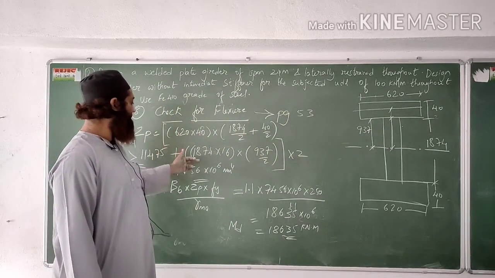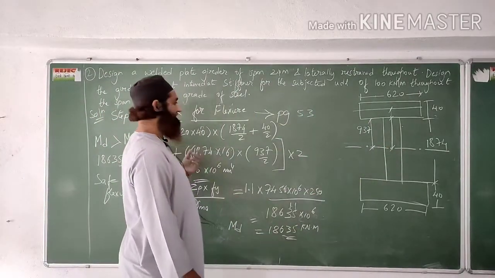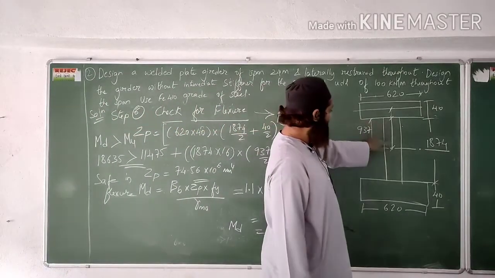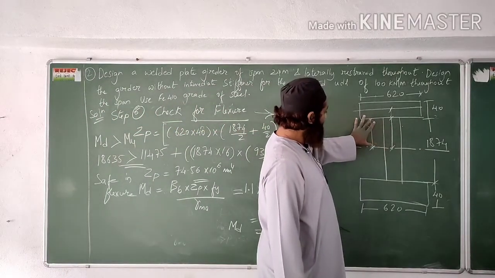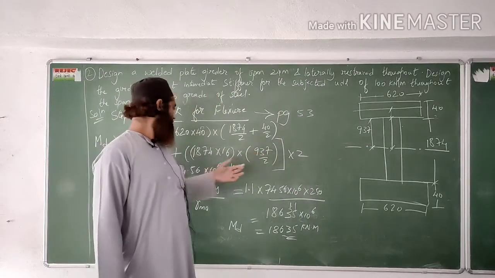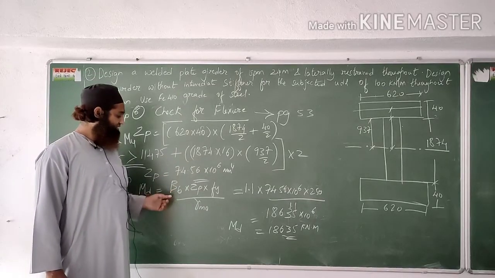Next come to the web. Web is 1874 into 16. We have taken that as 16. Now from here to the center of half, this part is 937, so that is why I have written 937 by 2, into 2 you do. So we are getting 74.56 into 10 to the power of 6.